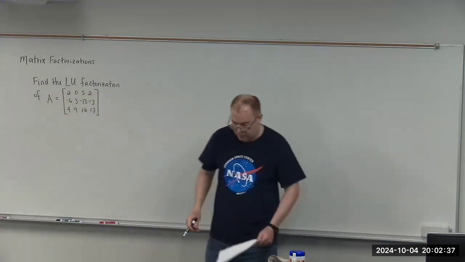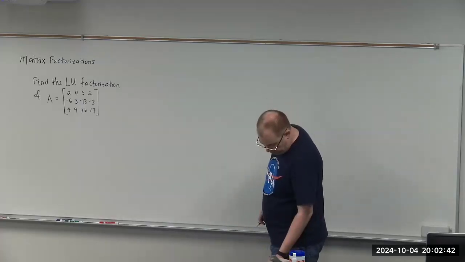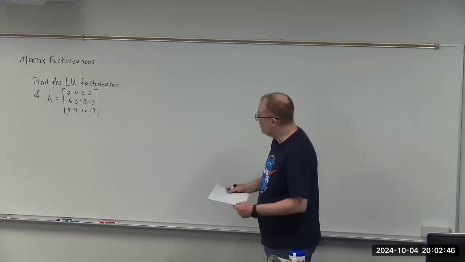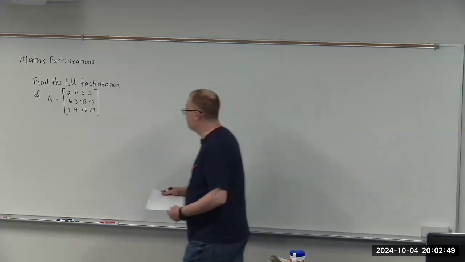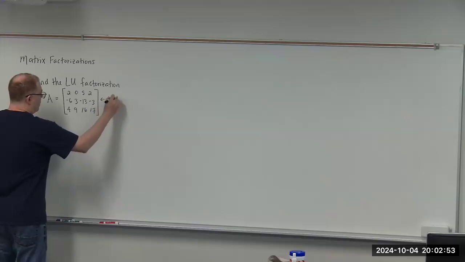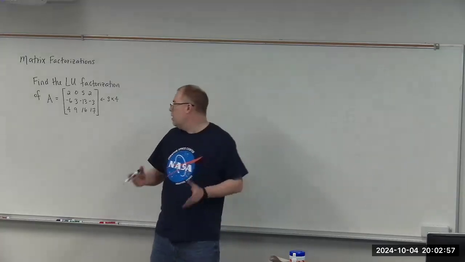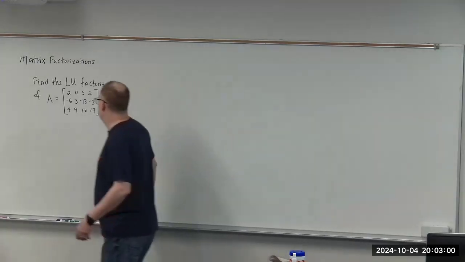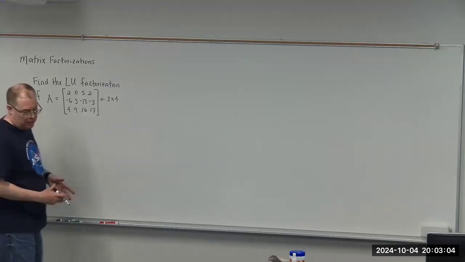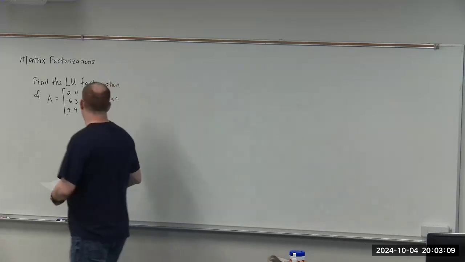There's our matrix. You notice it's a 3 by 4. So we have 2, 0, 5, 2, minus 6, 3, negative 13, negative 3, 4, 9, 16, and 17. Well, this is a 3 by 4. That's important to note because we have to make sure things are compatible when it comes to multiplying L times U. All right, so let's start with our row operations.